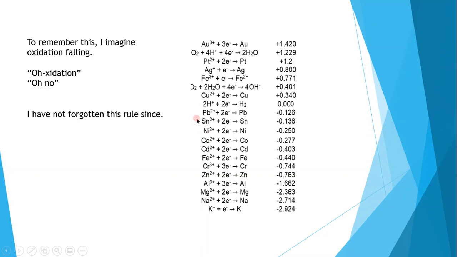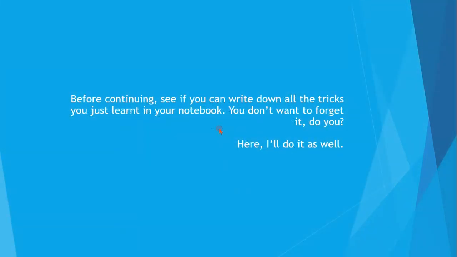The electrons are going to flow from here to there. And as well, anode is the negative and cathode is the positive terminal. So before continuing, see if you can write down all the tricks you just learnt in your notebook. You don't want to forget it.